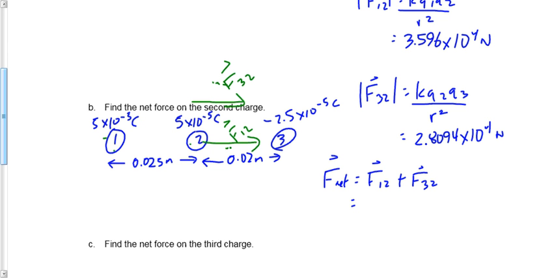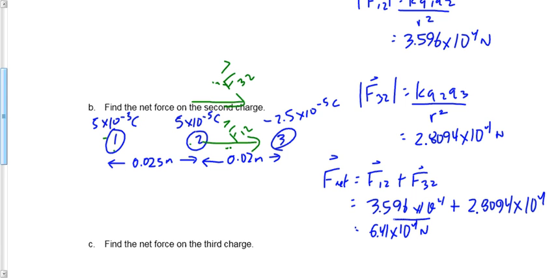I'm going to determine what direction it is, right or left, by the diagram. I can see that both of my forces are to the right in this picture, so I'm going to make them both positive. 3.596 times 10 to the 4 plus 2.8094 times 10 to the 4. And when I add those up, both positive values, I end up getting 6.41 times 10 to the 4 newtons.